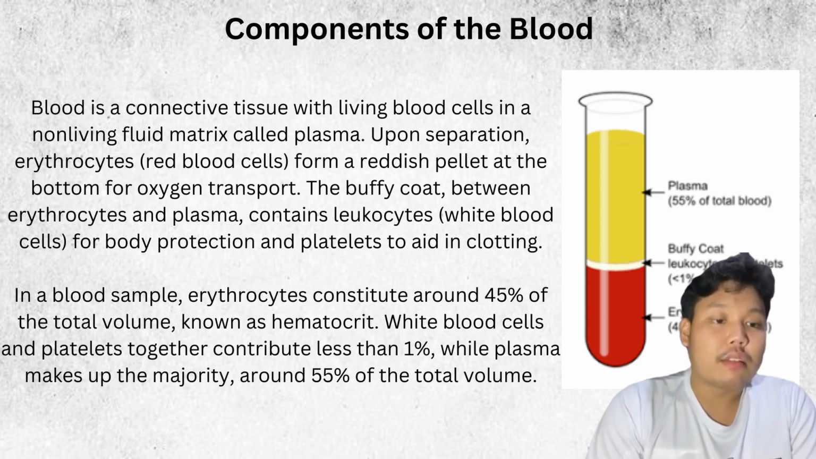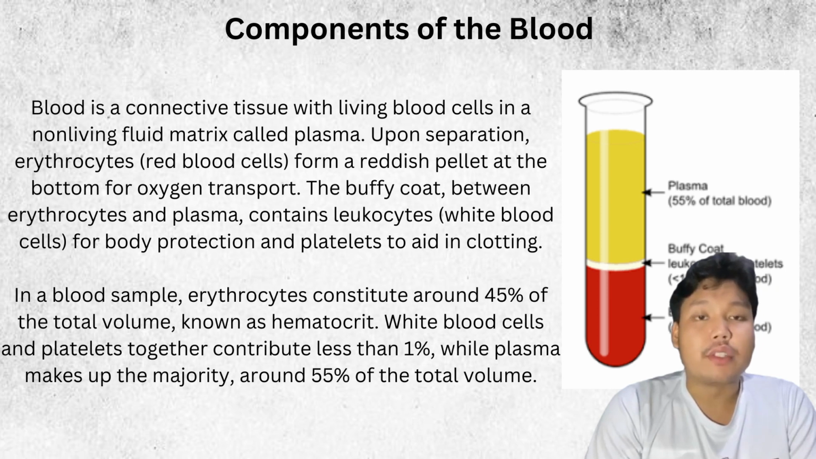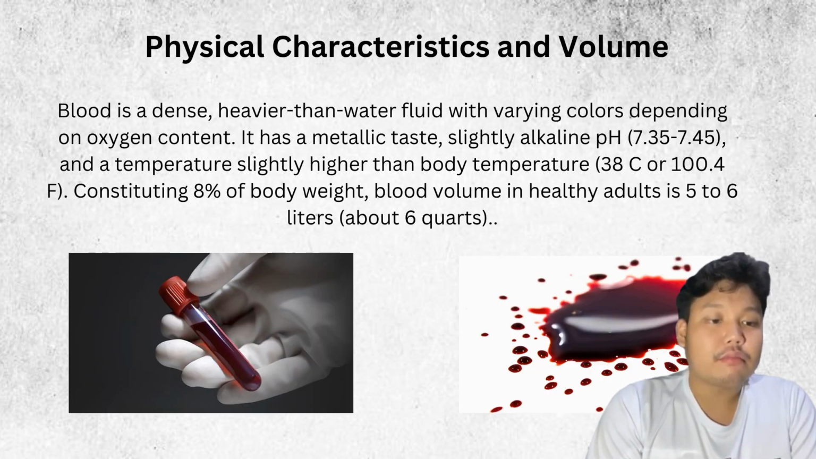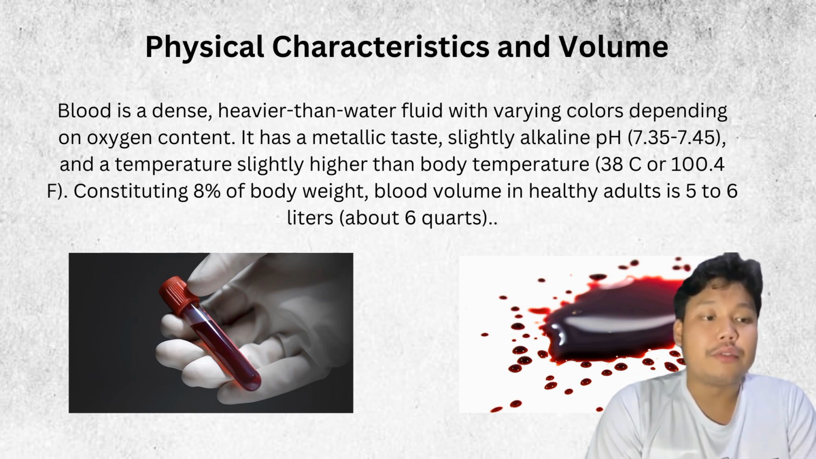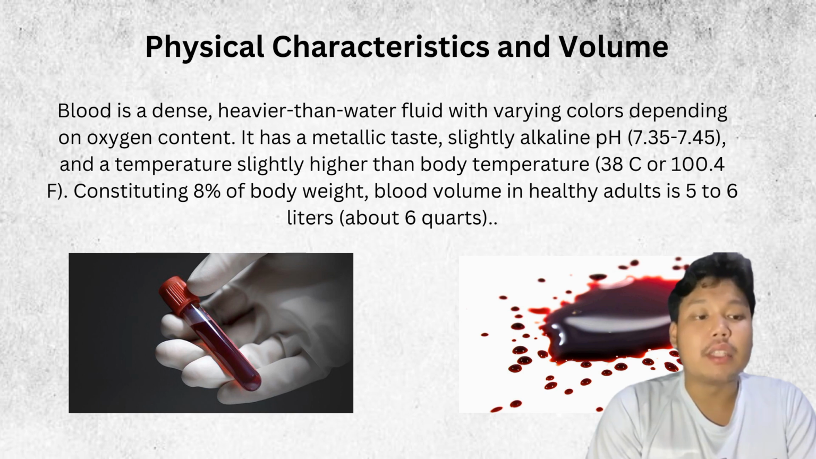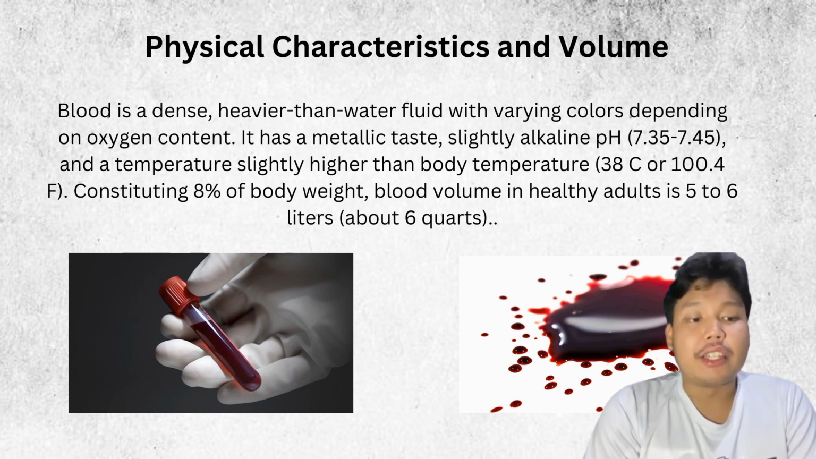So let's go sa physical characteristics and volume. Blood is a dense, heavier than water fluid with varying colors depending on oxygen content. It has a metallic taste, slightly alkaline pH with range 7.35 to 7.45. Temperature is slightly higher than body temperature.